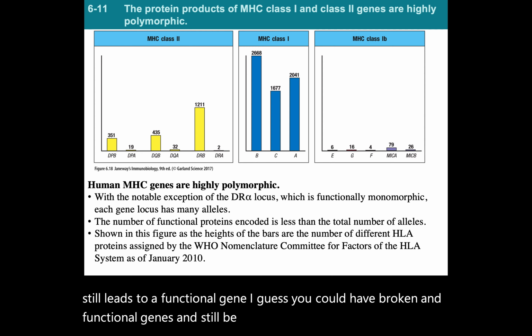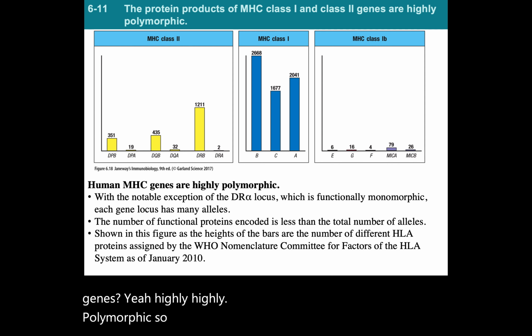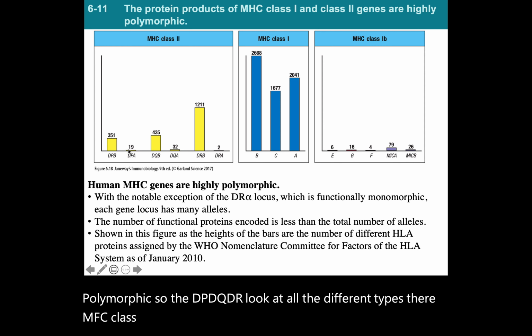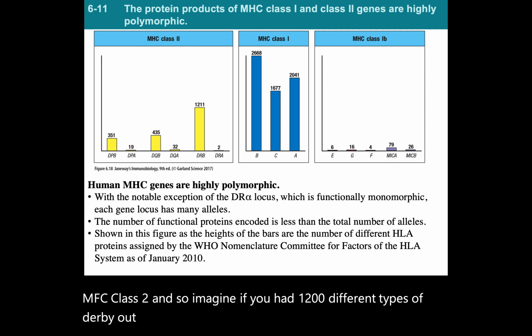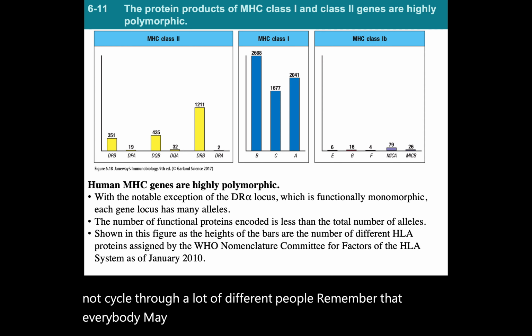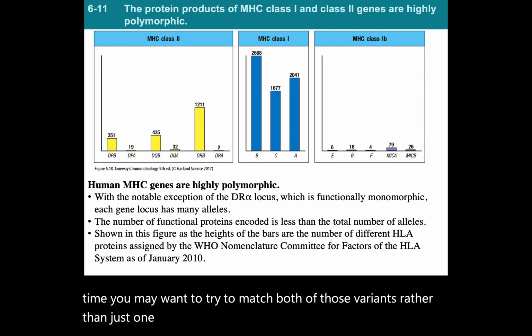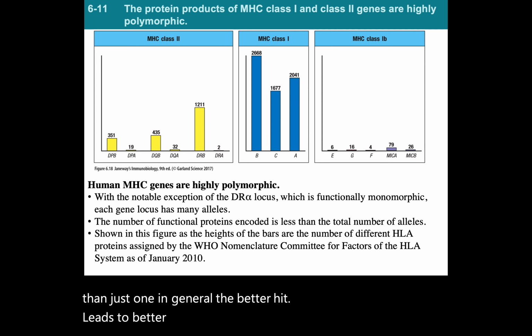All right, so human MHC genes, yeah, highly polymorphic. So the DP, DQ, and DR, look at all the different types there, MHC class 2. Imagine if you had 1,200 different types of DRB out there, how are you going to find a tissue donor? I mean, you have to cycle through a lot of different people. Remember that everybody may have two different variants there, but at the same time, you may want to try to match both of those variants rather than just one. In general, the better match leads to better organ retention, as far as I recall.